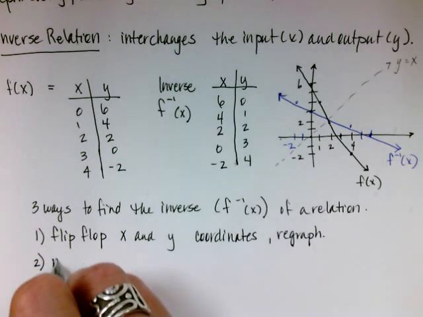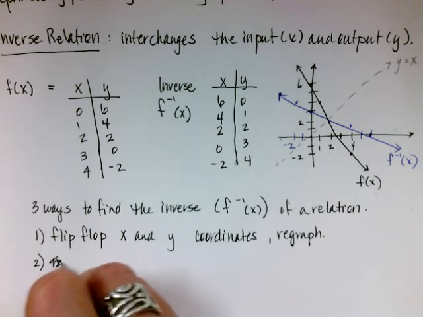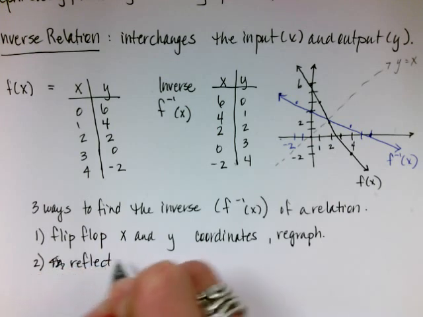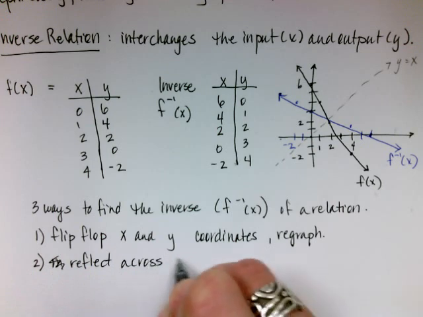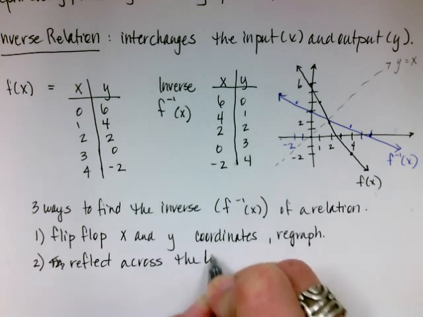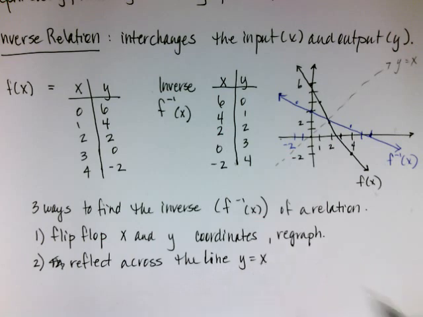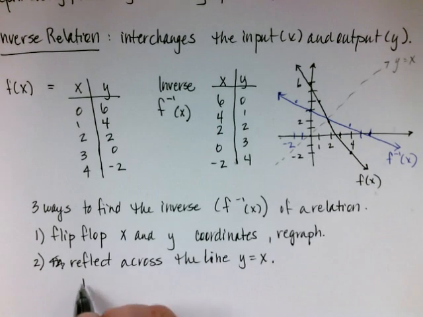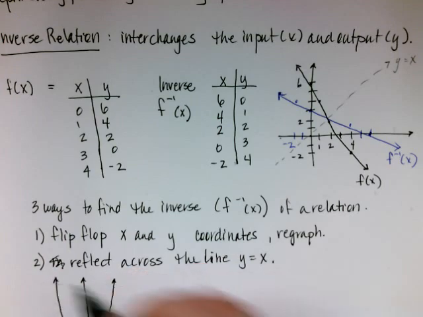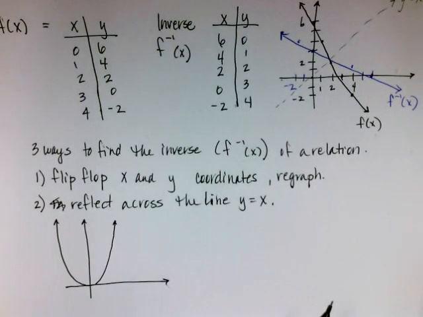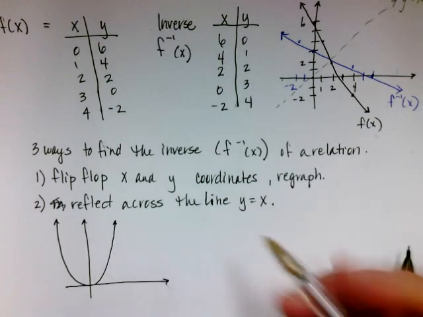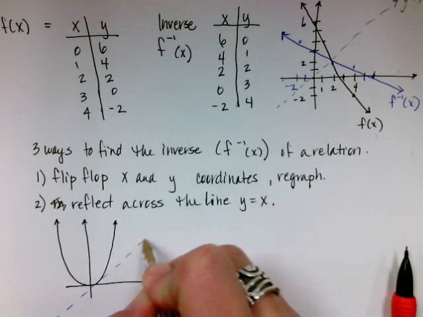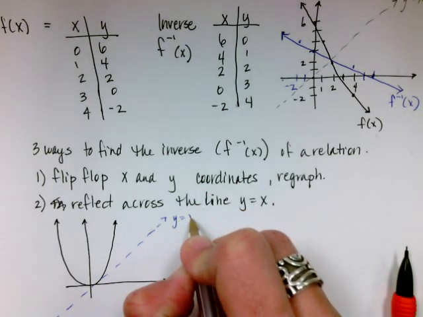The second method is to reflect across the line y is equal to x. So I would take my original image, and I'll show you an example of this. Let's say I had a parabola. Here would be my parabola, and I'm going to reflect that parabola across the line y is equal to x. So there's this line, that's y is equal to x.